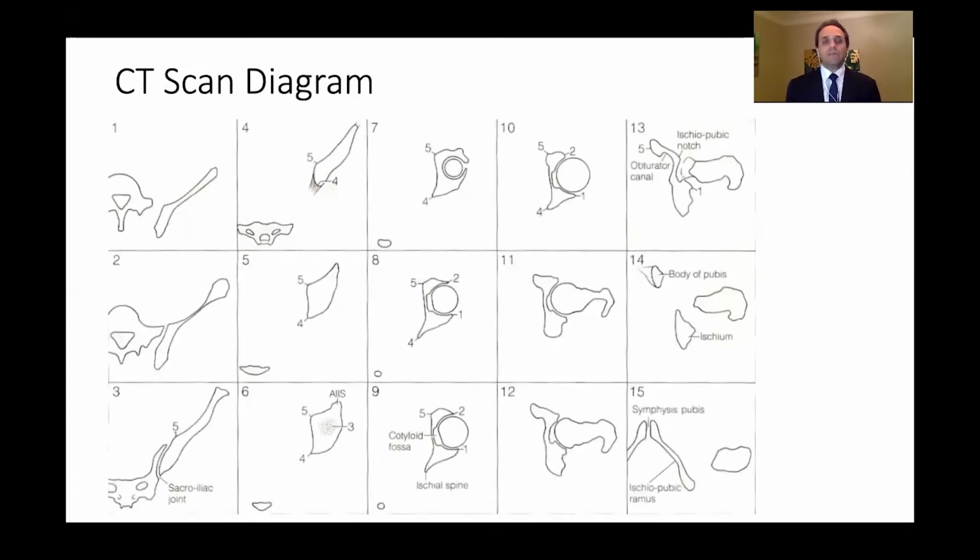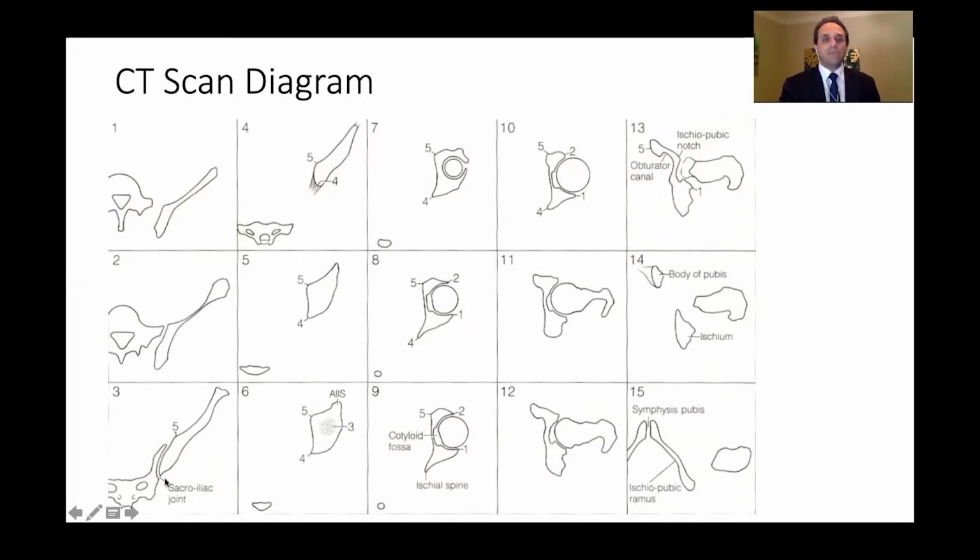These are the classic CT cuts, and we start from 1 to 15. These are the classic cuts where we will see number 1, the posterior wall. Number 2 is the anterior wall. Number 3 is the roof or the dome where you see the shadow of the femoral head. 4 is the posterior column, and 5 is the anterior column.